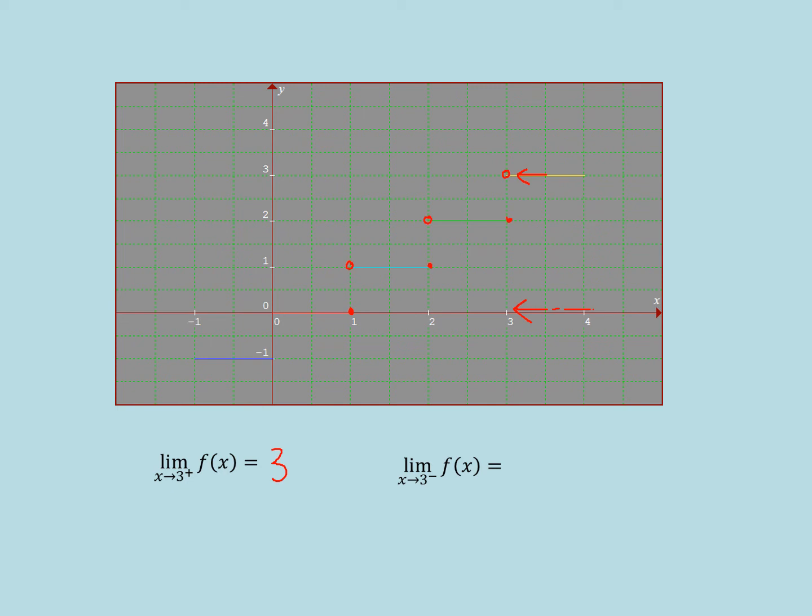What about the limit of f of x as x approaches 3 from the left? So let's approach 3 from the left and analyze the corresponding y values. So here the y values are approaching this value here, which is 2.